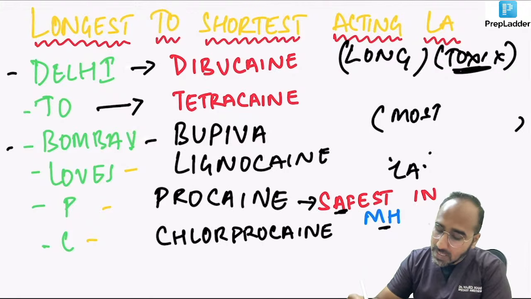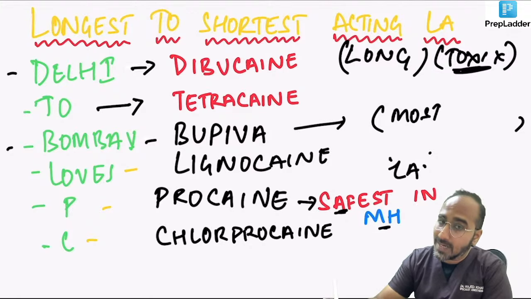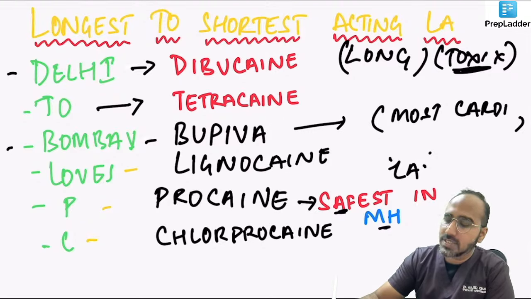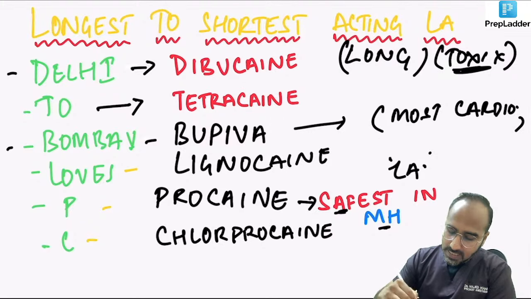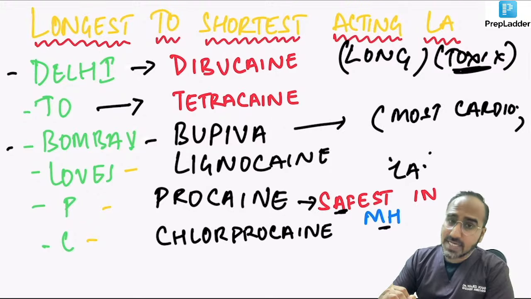Now, guys, remember, bupivacaine, I told you, is most commonly used in spinal anesthesia, as well as being the most cardiotoxic local anesthetic. So, that's regarding bupivacaine, and that's regarding the longest to shortest.